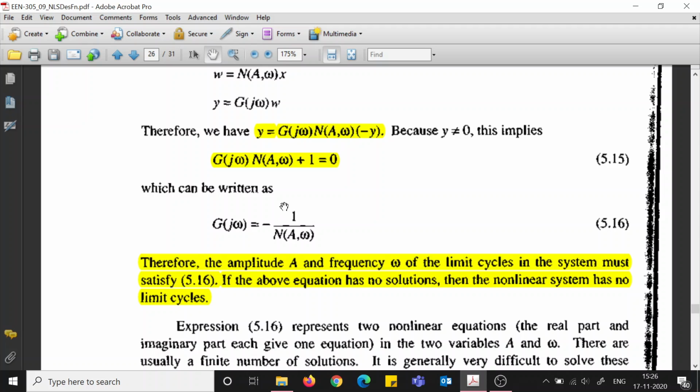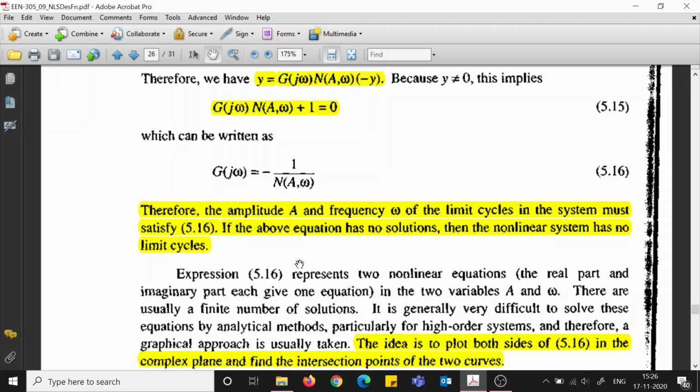This is also a plot, this is also a curve in the complex plane. We have to see the encirclement of G(j omega) of this curve. How many times has this encircled this curve? Okay, this we have to see. So that is the thing.